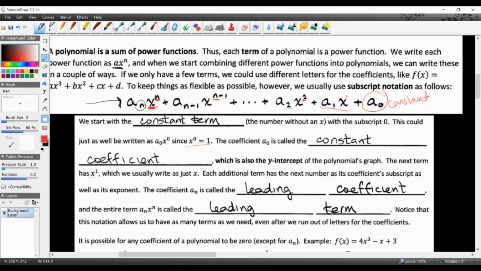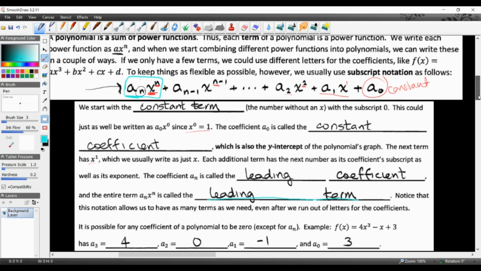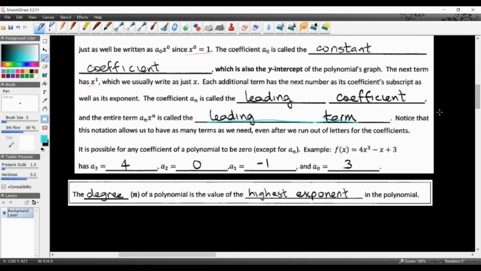But once we get to the far end, the coefficient at the end is called our leading coefficient, and this is actually the leading term. Let's choose a different color here. This right here would be our leading term. The leading coefficient is the number in front, or a sub n, so to speak. The leading coefficient is that first number next to my highest degree term. Notice that this notation allows us to have as many terms as we need, so we won't run out of alphabetical letters like I mentioned earlier.